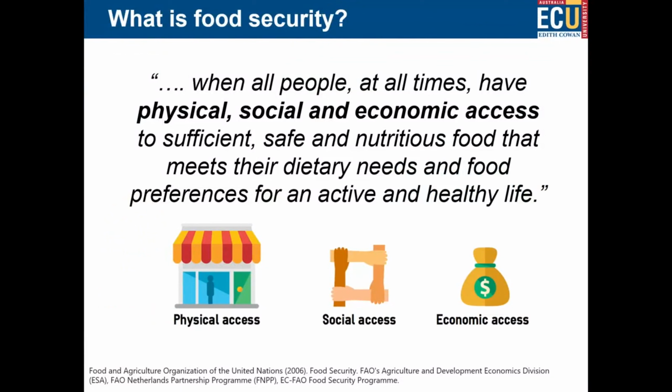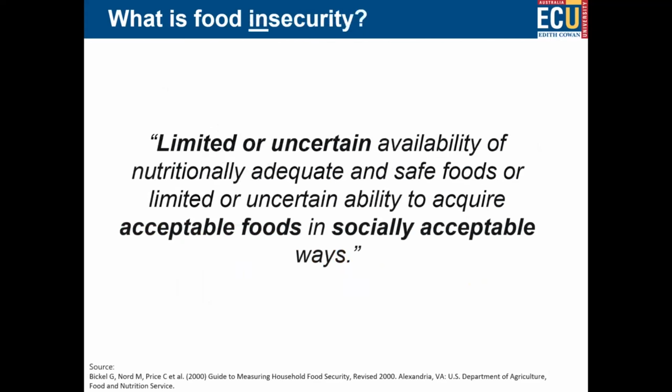The Food and Agriculture Organization of the United Nations defines food security as when all people at all times have physical, social, and economic access to sufficient, safe, and nutritious food that meets their dietary needs and food preferences for an active and healthy life.